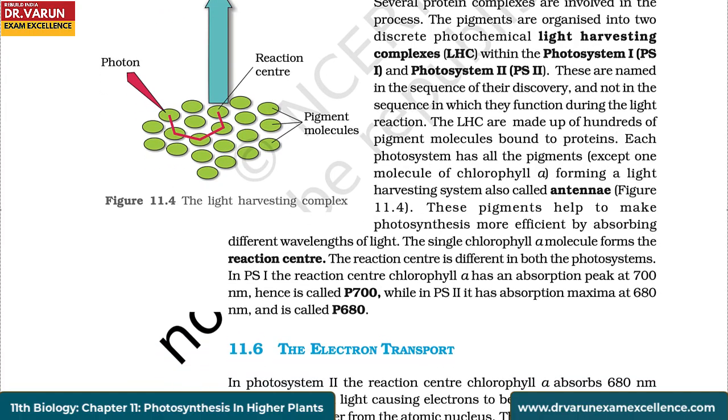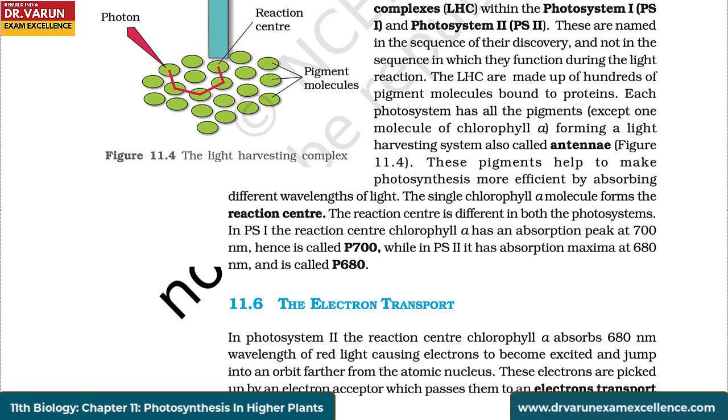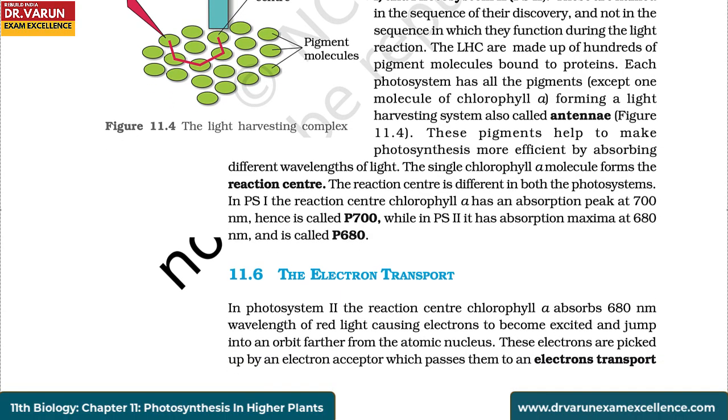These are named in the sequence of their discovery and not in the sequence in which they function during the light reaction. The light harvesting complexes are made up of hundreds of pigment molecules bound to protein. Each photosystem has all the pigments except one molecule of chlorophyll A, forming a light harvesting system also called antennae. These pigments help to make photosynthesis more efficient by absorbing different wavelengths of light. The single chlorophyll A molecule forms the reaction center.